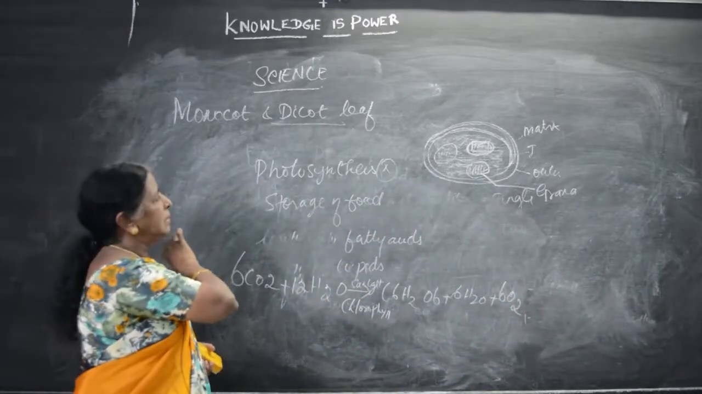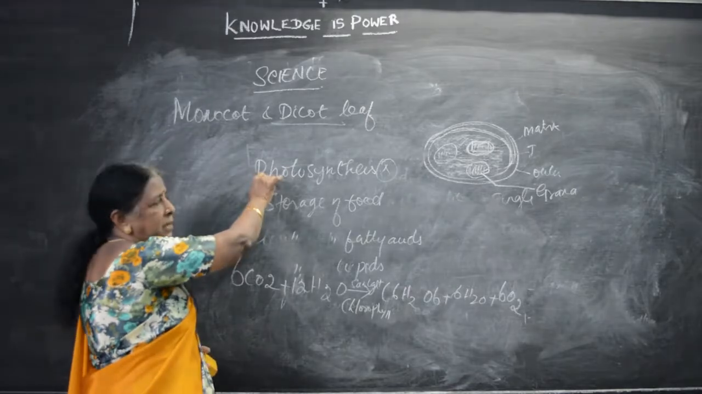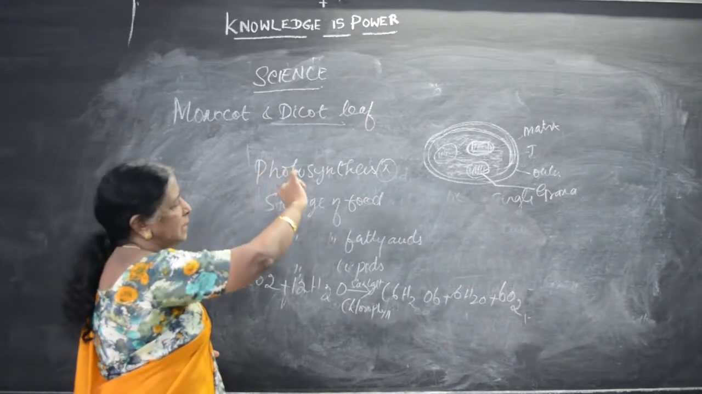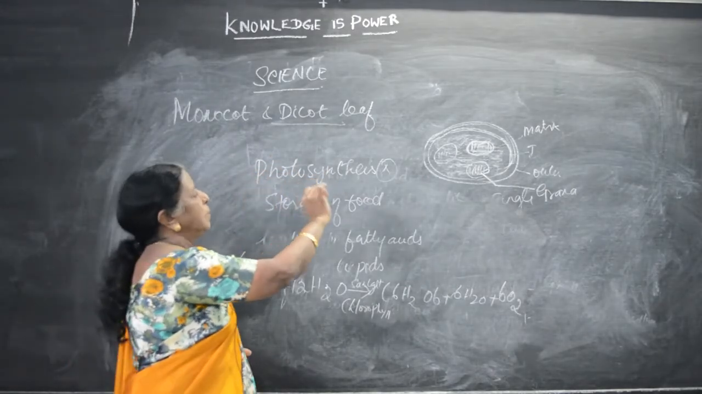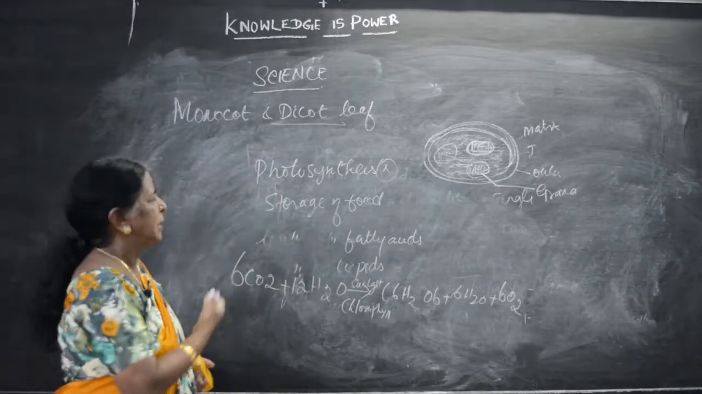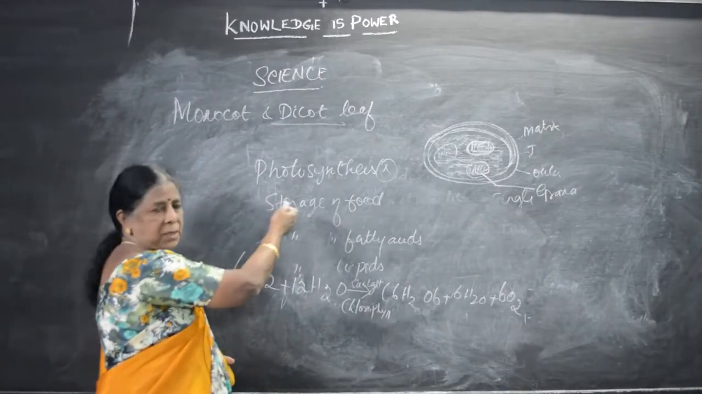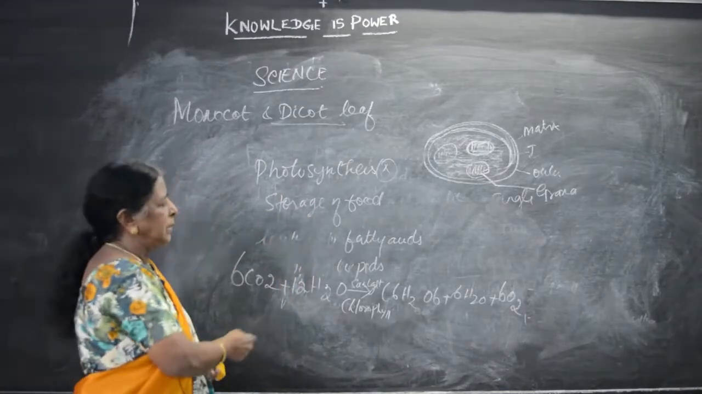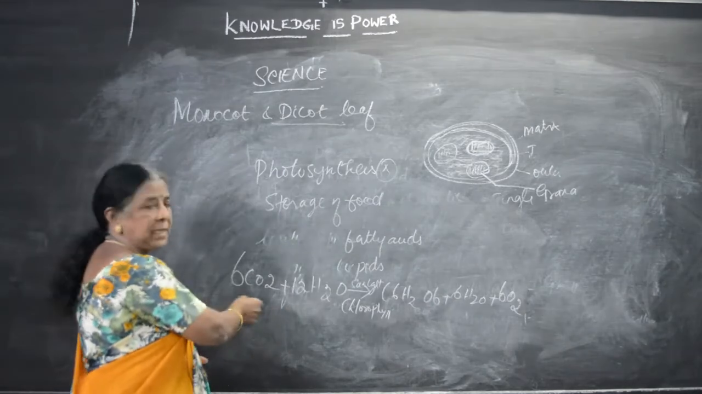So the first one is photosynthesis. Everybody knows this. In the presence of sunlight, plants use the carbon dioxide from the atmosphere. By using chlorophyll within the plant, they can produce their own food. This is known as what? Photosynthesis. So we can simply write the equation. This is very important. Instead of saying it orally, we can write it like this.